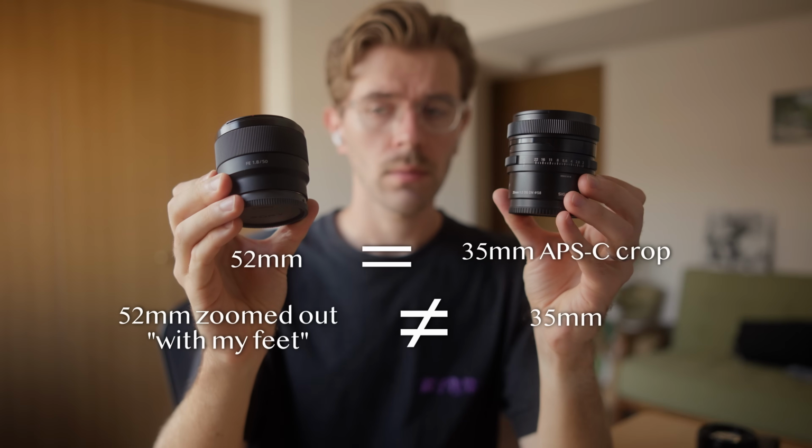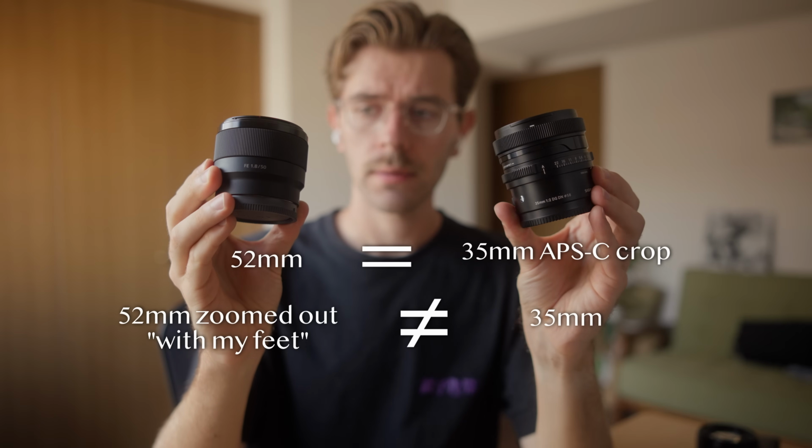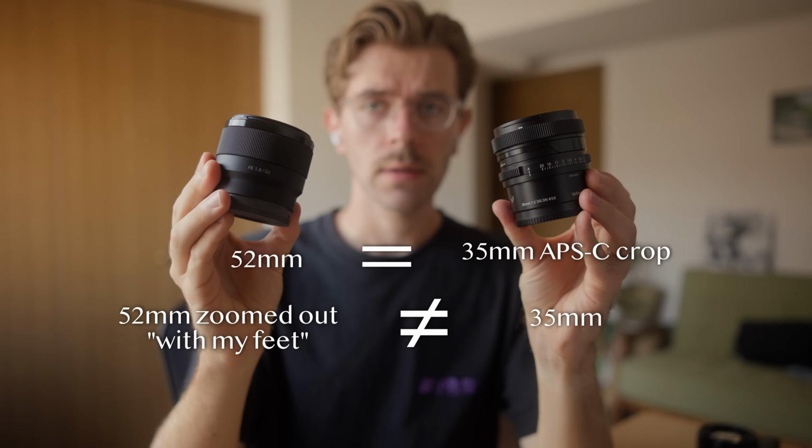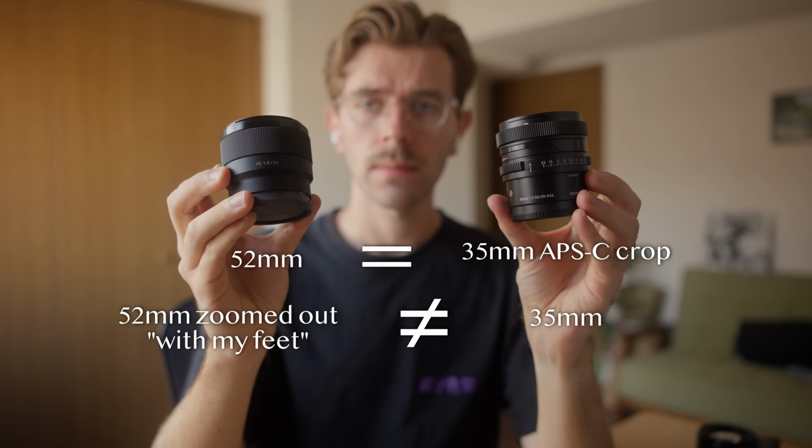In summary, 35mm with the APS-C crop mode is equal to 52mm, only the bokeh is affected, but 52mm zoomed out with your feet is not equal to 35mm.